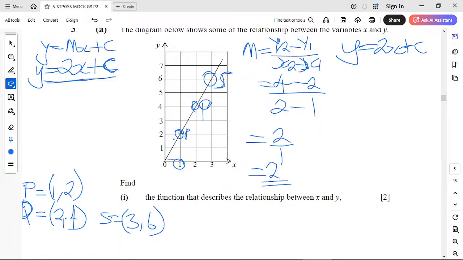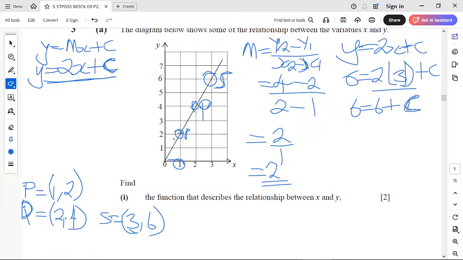So where there is y, we put 6, then is equal to 2. Where there is x, the reading on this point is 3, so we put 3 where there is x in brackets, then plus c. We evaluate this first. So we have 6 is equal to 2 times 3, which is 6, plus c.